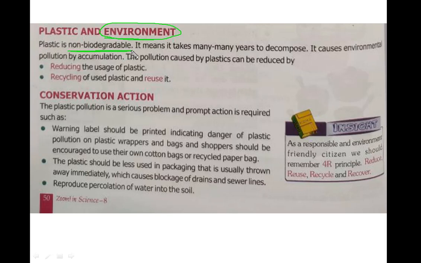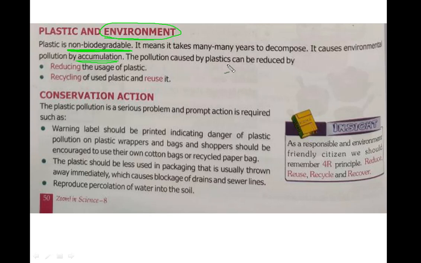Non-biodegradable means it takes lots of years, for example, 1000 years, 2000 years, 3000 years to biodegrade itself into the soil. It means it takes many years to decompose. It causes environmental pollution by accumulation. What is the meaning of accumulation? Once these small parts of plastics get accumulated, that means they come together, they pollute the environment.